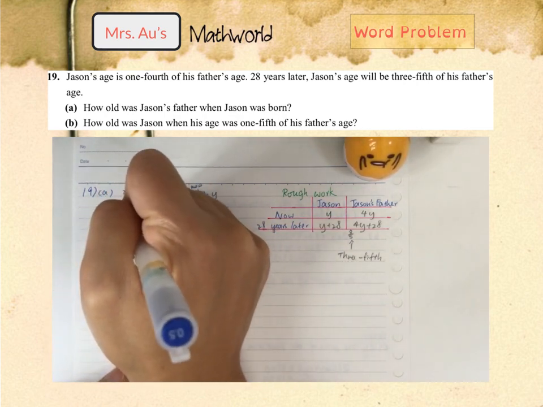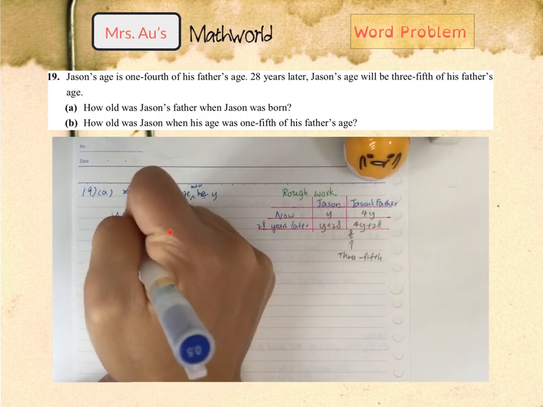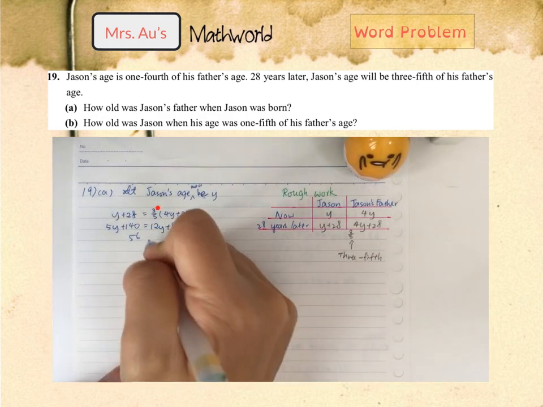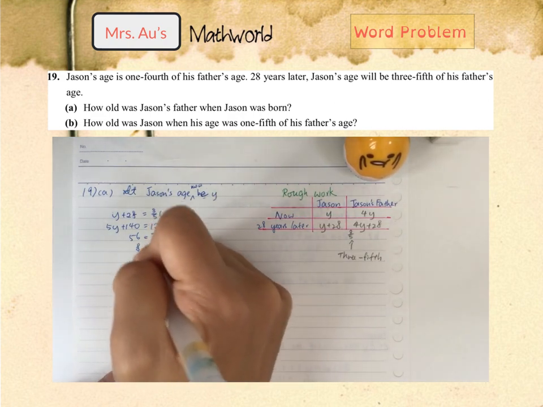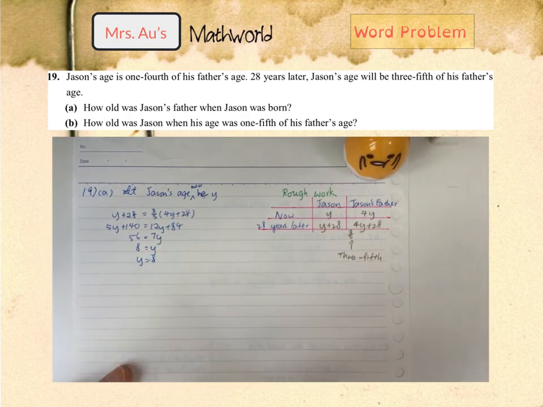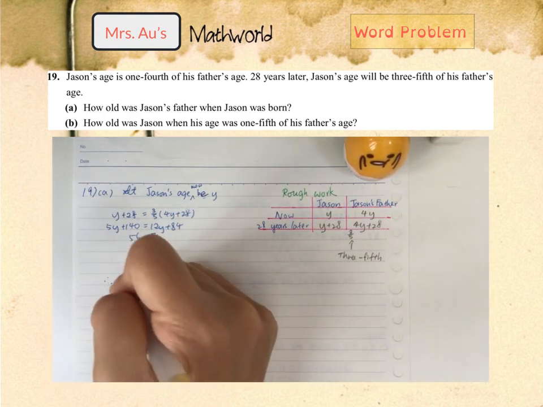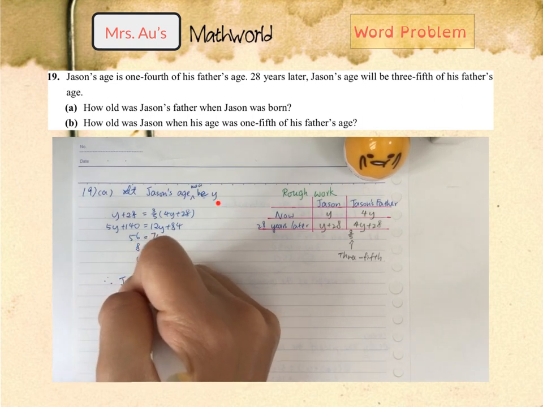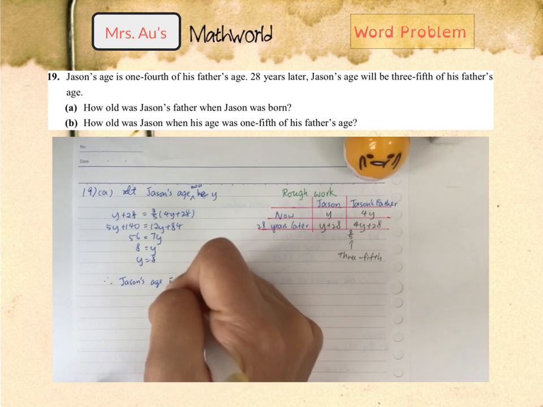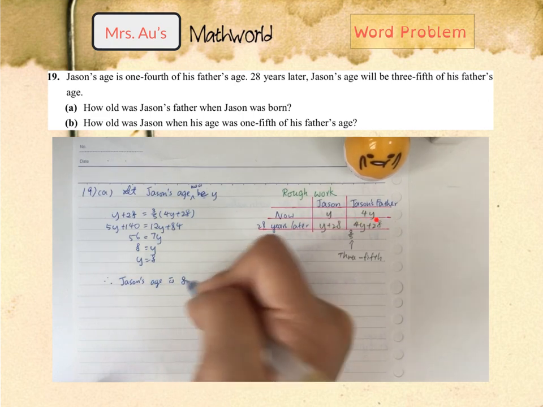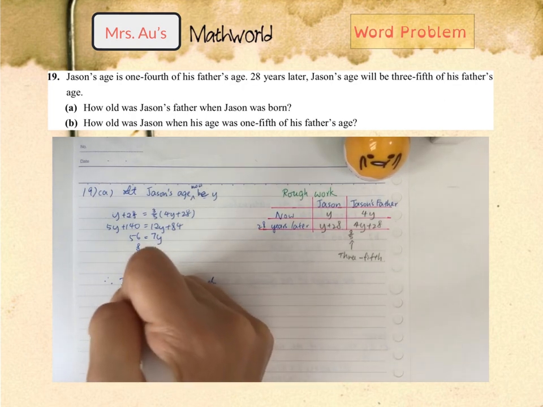Now we multiply by 5 on both sides, and at the same time we expand the 3 inside. So we get the value of y, which equals 8. So we know that Jason's age right now is y, that means 8. And at the same time, his father's age is 4 times y, which equals 32.